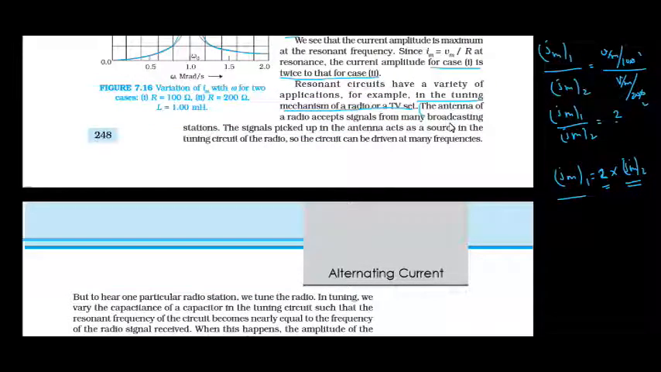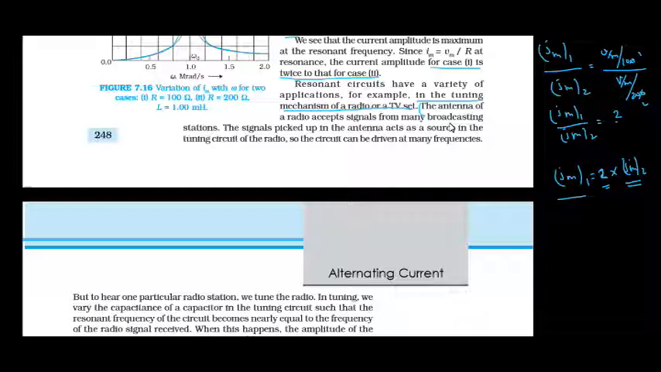So let me go to the details. Everyone has a radio and a radio antenna. Initially, 10 or 20 years back, we used a radio antenna or TV antenna. That antenna catches the frequency of all the stations, TV stations or radio stations.